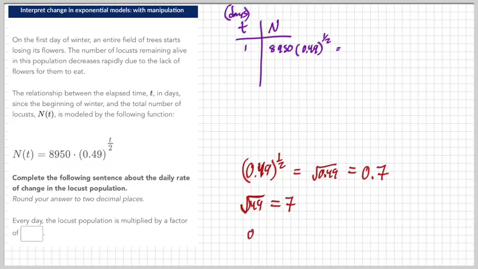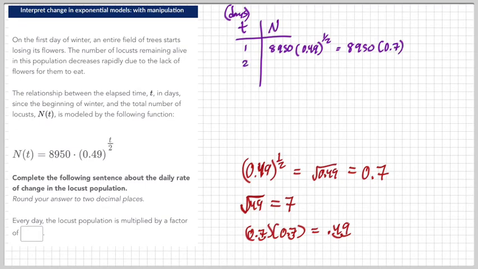0.7 times 0.7 is, see, when you learn how to do the decimals, you go 7 times 7, which is 49, and then we have 2 decimal places we have to move over, 1, 2, and so we put our decimal right there. So it works, right? It's 0.7. And so up here, I'm going to write 8950 times 0.7.